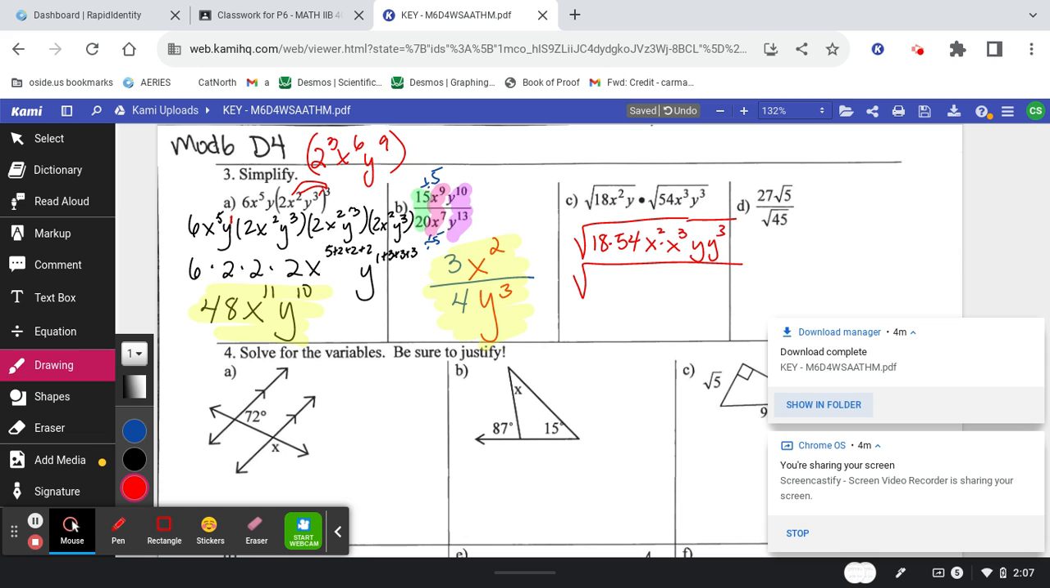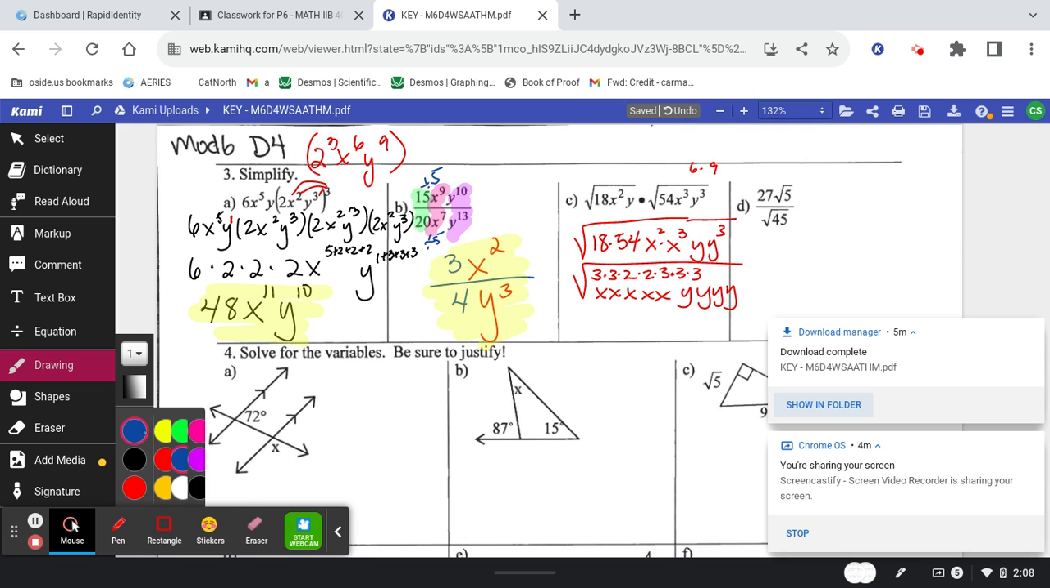So let's break this all up if you want. 18 and 54, let's break that down. 18 could be 3 times 6, but 6 is 3 times 2. So 3 times 3 is 9, times 2, 18. There's the numbers for my 18. Now let's do 54. 54 is 6 times 9. Let's break that down. 6 is 2 times 3, 9 is 3 times 3. Ooh, I broke down that 18 and that 54 into its smallest parts. Next, I've got x squared and x to the third. So I've got a total of 5 x's. Next, I've got y and y to the third. So I've got a total of those.